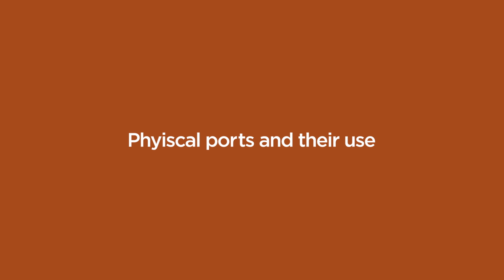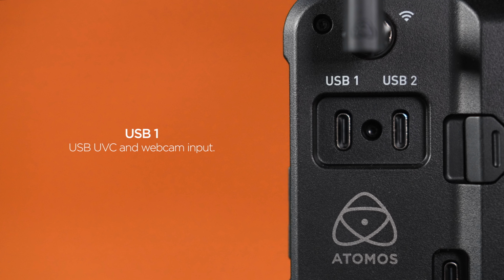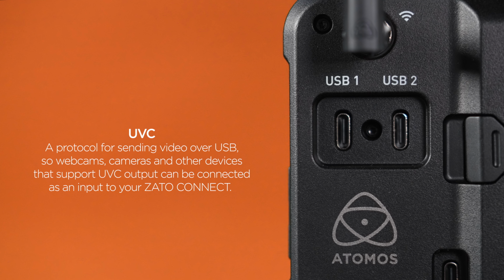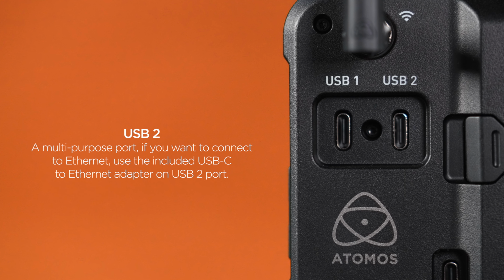Physical ports and their use. USB 1 acts as a USB UVC webcam input. UVC is a protocol for sending video over USB, so webcams, cameras, and other devices that support UVC output can be connected as an input to your ZATO. USB 2 is a multi-purpose port. If you want to connect to Ethernet, use the included USB-C to Ethernet adapter on USB port 2.